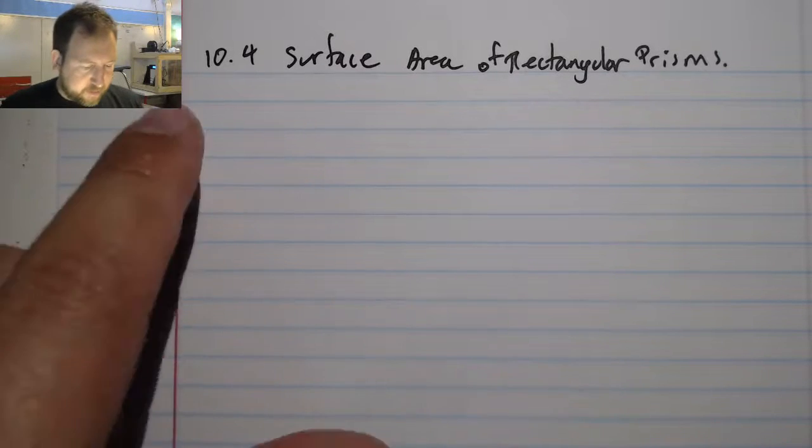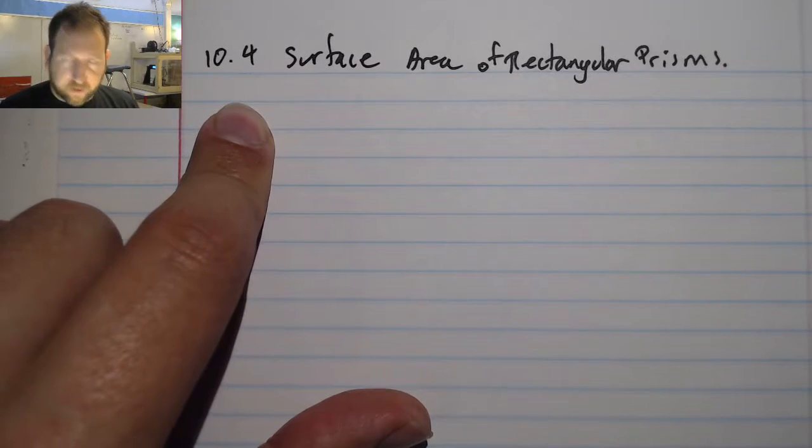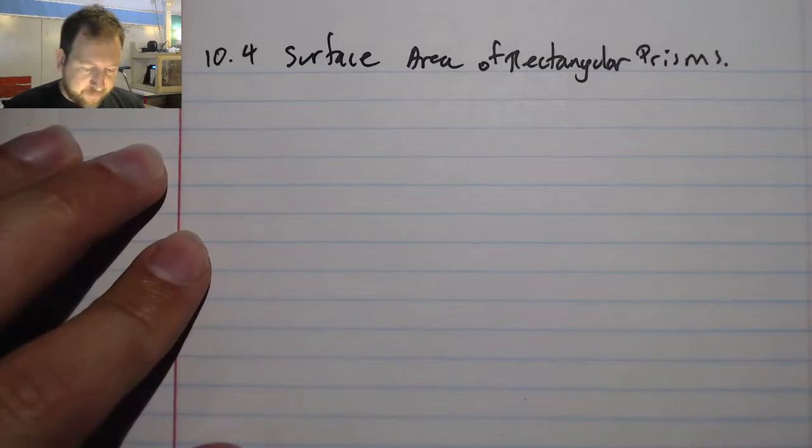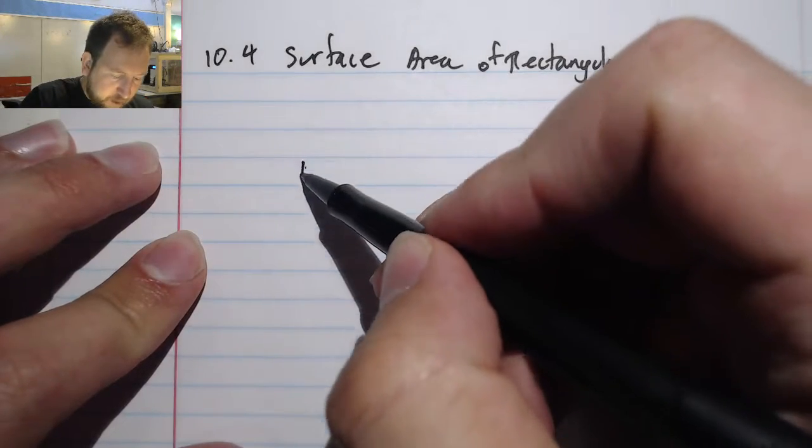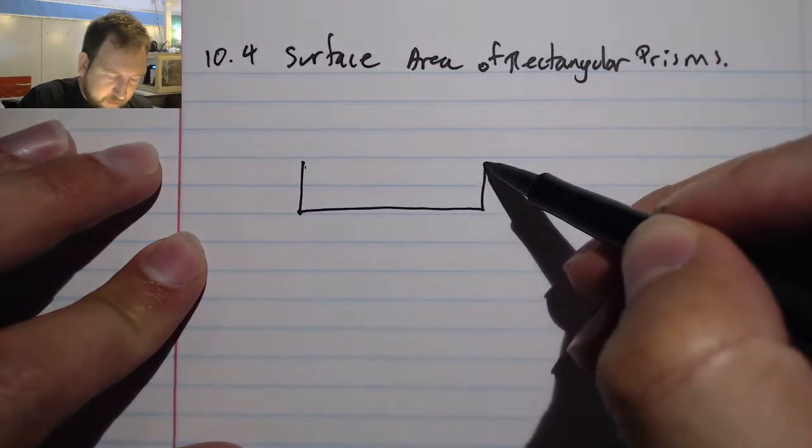Alright, I want to talk about section 10.4, surface area of rectangular prisms. So we're going to look at how to calculate it really easily. First, let's build a rectangular prism that we can look at here.